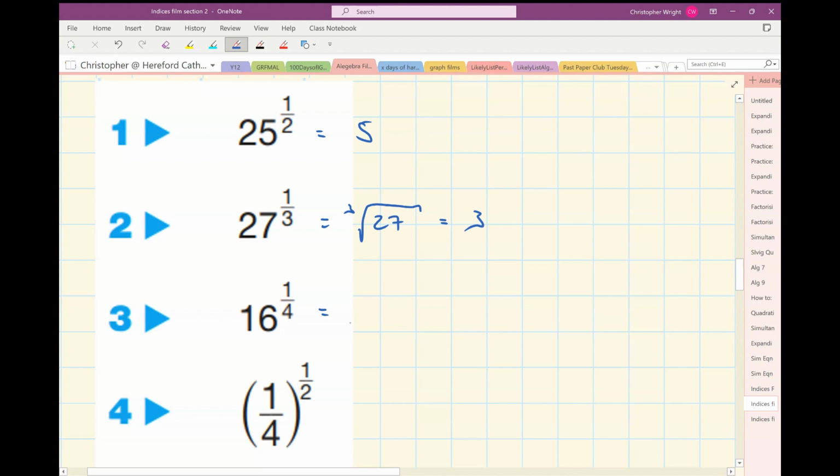The fourth root of 16. Well, we had that in the examples. What to the power of 4 is 16? 2 to the power of 4 is 16. You could use a calculator, of course, for any of these. And part 4. The square root of 1/4. Well, that's going to be the square root of 1 over the square root of 4. 1 over 2. Okay, that's the first 4 questions.